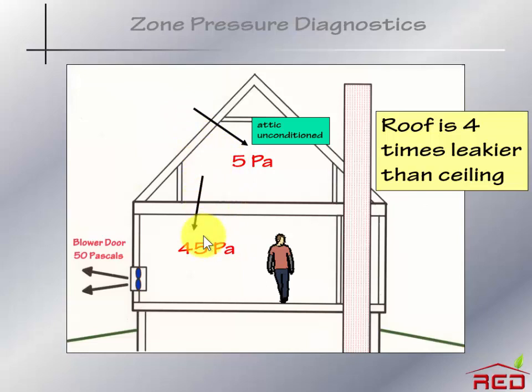Well, some programs have used a standard or a target saying that if this pressure boundary is 45 pascals or greater when the blower door is pressurizing or depressurizing to a level of 50 pascals, no air sealing is needed. So if we have 45 pascals or greater, no air sealing is needed.